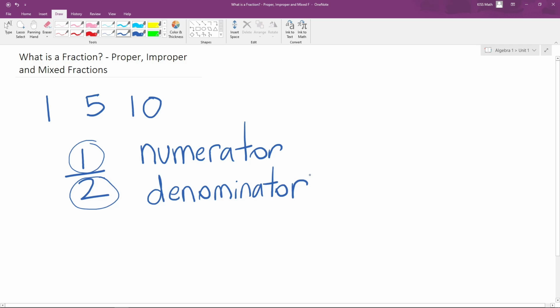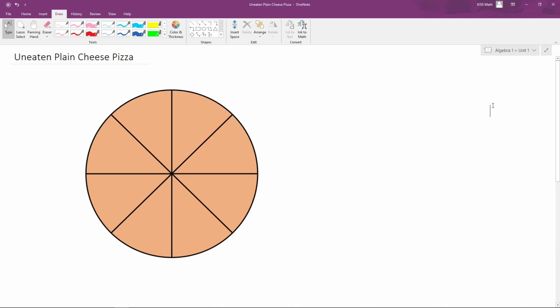Okay, so the numerator tells you how many parts of something you have, and the denominator tells you how many total parts there are. So, for example, think of a pizza with 8 slices. If you eat 5 slices by yourself, which would be more than half, by the way, the fraction of the pizza you've eaten would be 5/8, or 5/8 of the pizza.